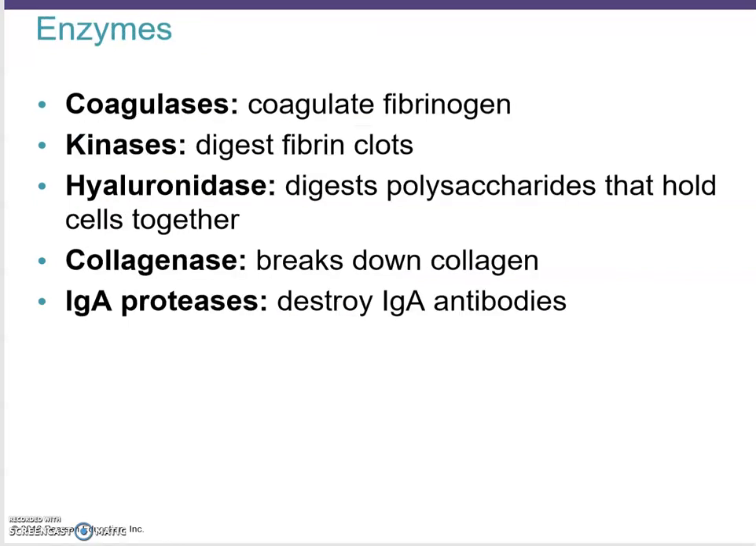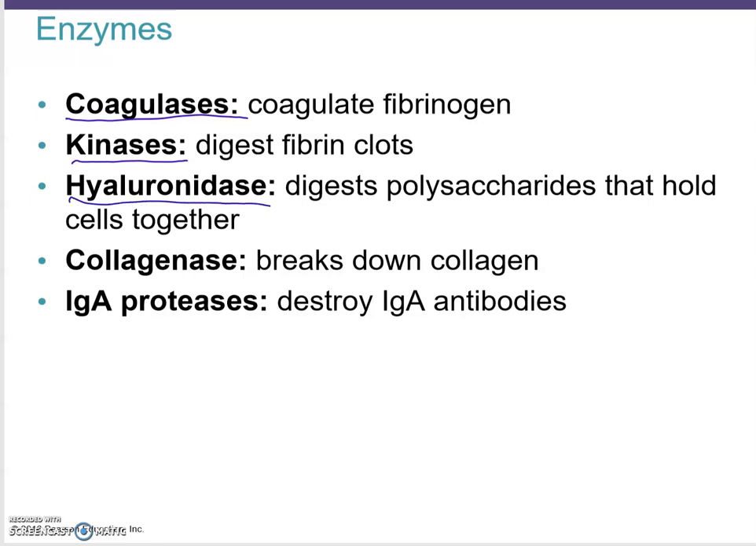Here are some enzymes that help pathogens to increase their virulence. These are exoenzymes that mostly help pathogens to invade the host. So here will be first coagulases. They coagulate fibrinogen, basically cause clotting of blood. Kinases, they can digest fibrin clots.